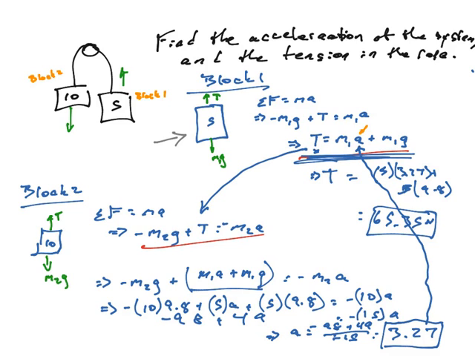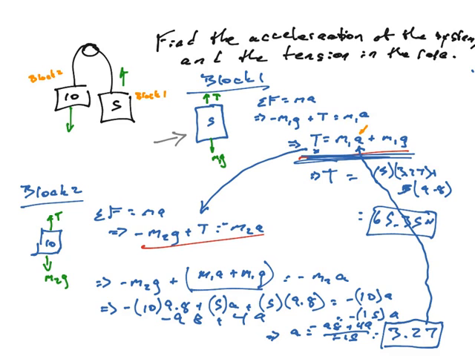Do F equals ma on block 1. What are all the forces? Minus m1g plus tension up. Those are the forces. Right side of the equation, the mass is m1. A, I don't know what A is, but I leave it as A.